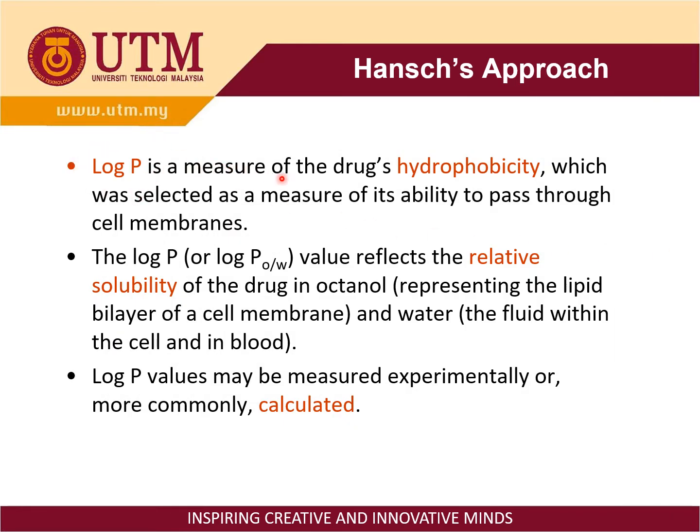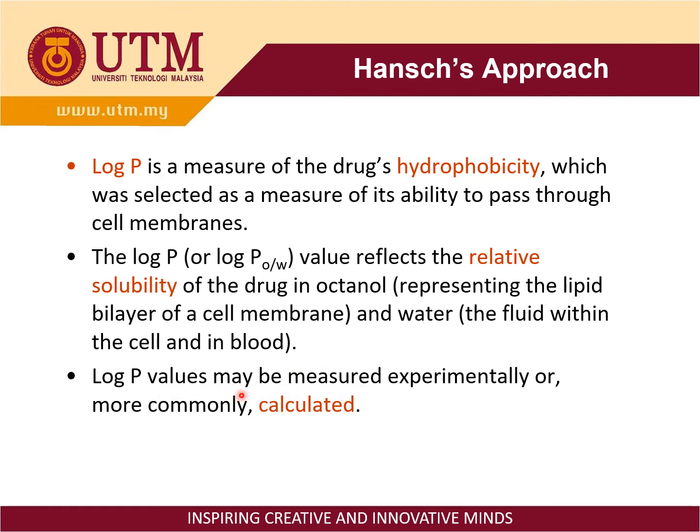Log P is a measure of drug hydrophobicity, which was selected as a measure of its ability to pass through cell membrane. So kenapa dia pilih log P? Because dia ada sifat drug hydrophobicity. Sebab drug ni ada bahagian hydrophobicity, ada bahagian hydrophilic kan. So that's why dia adalah log P octanol over water, that reflects the relative solubility of the drug in octanol. Octanol ni represent the lipid bilayer of a cell membrane, and water tu pula represent the fluid within the cell and in blood dalam badan kita. So that's why log P is chosen.